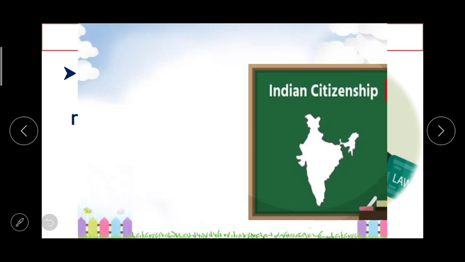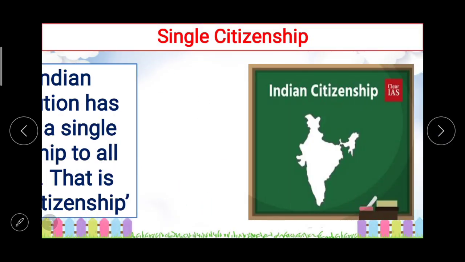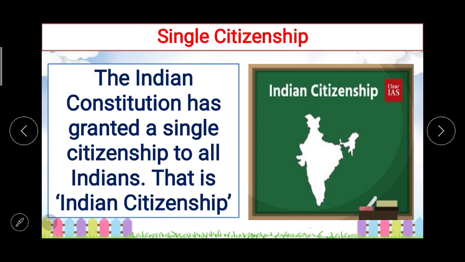Then the next thing, single citizenship. The Indian Constitution has granted a single citizenship to all Indians, that is Indian citizenship. It is not that there is one Indian citizenship, and then if you live in a particular state, there is a different citizenship of that state. No, it is not like that. Single citizenship, and that is Indian citizenship.